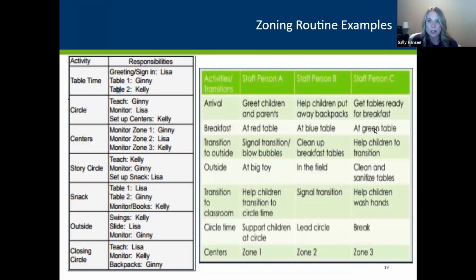Once we have the physical layout zoned, then we look at each routine and we figure out, for the routine, what is the role of each adult in the room? And that's where we look through, in the green columns, you see staff person A, staff person B, staff person C. Ultimately, at the end of your zoning chart activity, when you get there with your team, everyone should be able to say, I know where I need to be, and I know what my job is in this zone. I know what my job is in this routine.